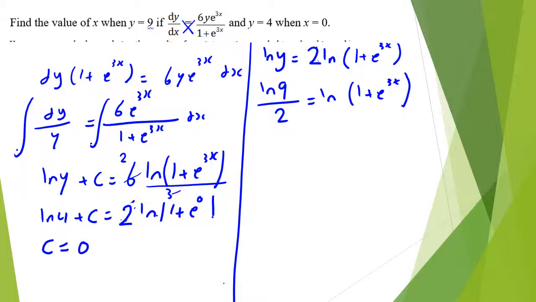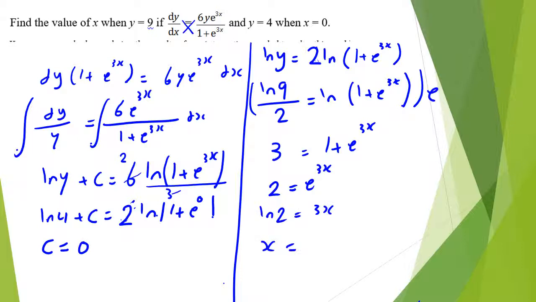And now work it out, just taking e to both sides, so you can take this ln off. So ln 9 divided by 2 is giving me a number, and then e of that number will give me 3, and that 1 plus e 3x, taking that 1 to the other side, so it's become 2 equal e 3x. Now ln both sides to get rid of this e, so it's ln 2 equal 3x, so x is equal ln 2 over 3.